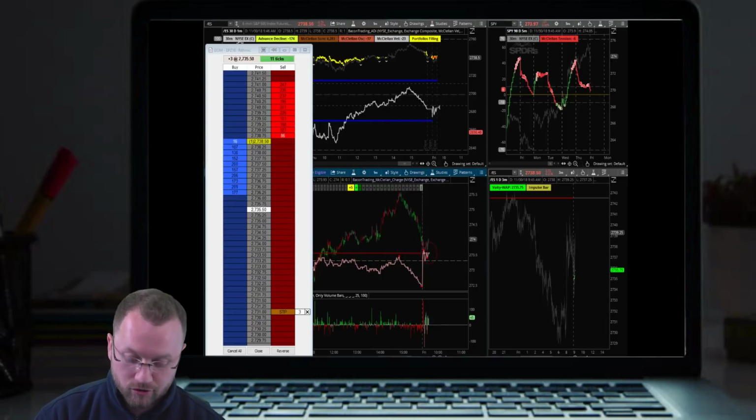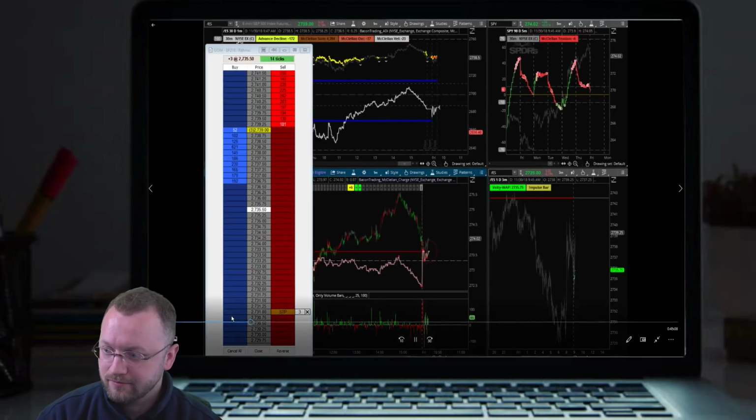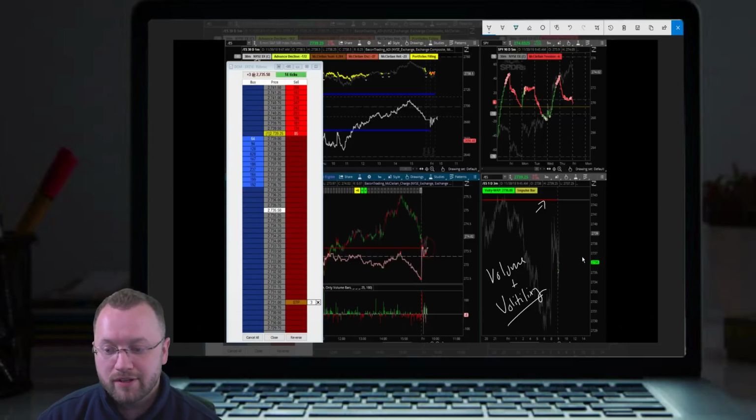The first hurdle that I was paying attention to was the VoLTE, which is, where's my mouse? Which is this here. And VoLTE is a measure of volume and volatility. And that level right there is yesterday's VoLTE, and the market a lot of times struggles with that.